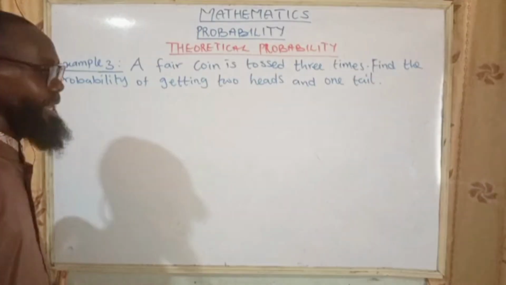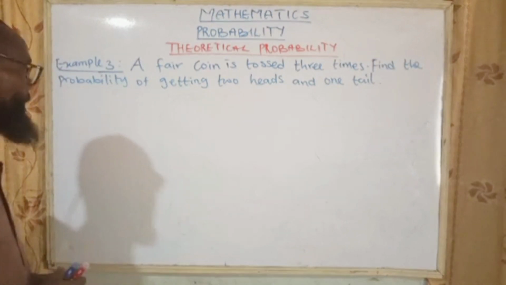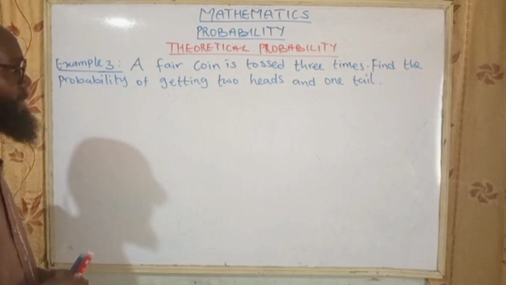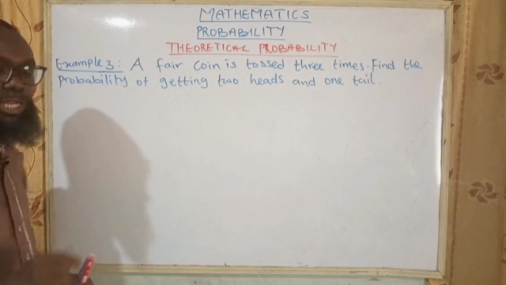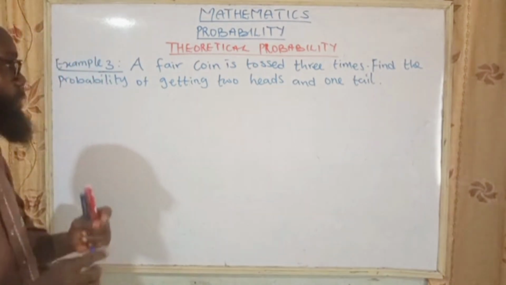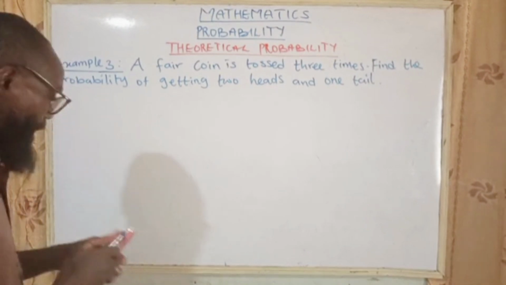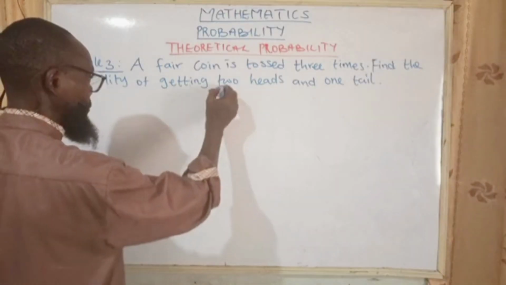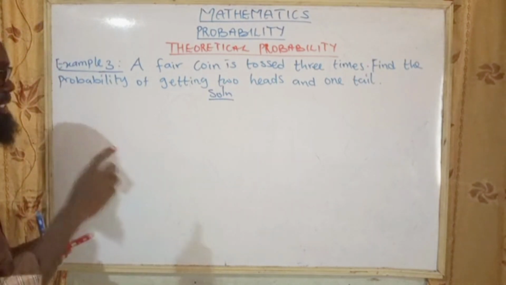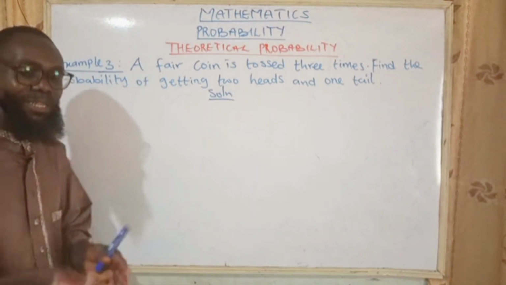3. A fair coin is tossed 3 times. Find the probability of getting 2 heads and 1 tail. That is a fair coin, and we know a coin has 2 faces, the head and the tail. These 2 faces are now tossed 3 times, meaning we have head and tail, head and tail, head and tail.